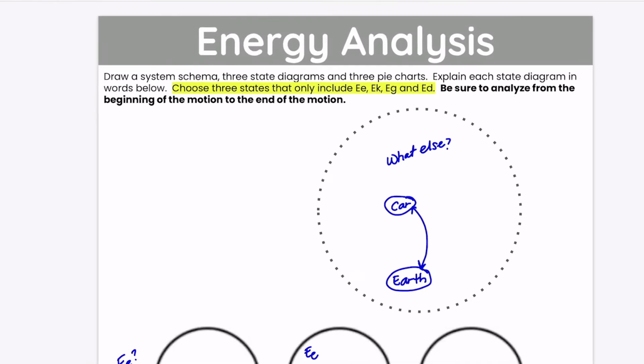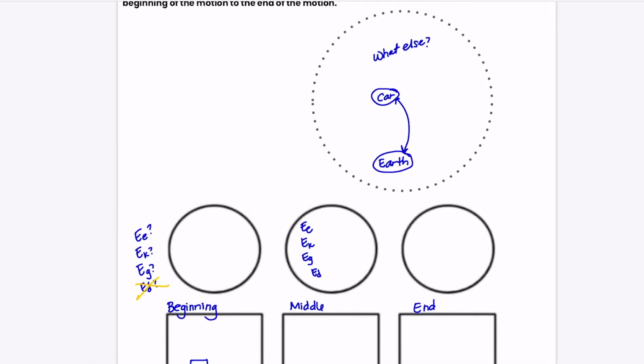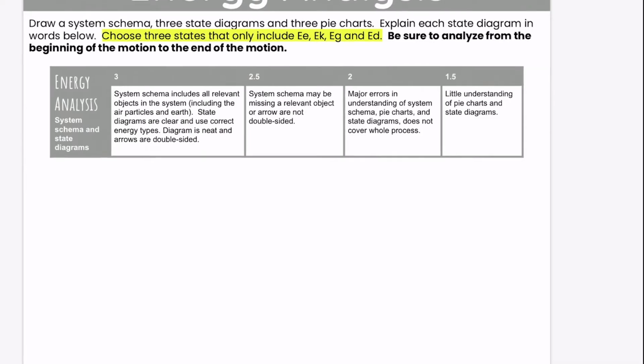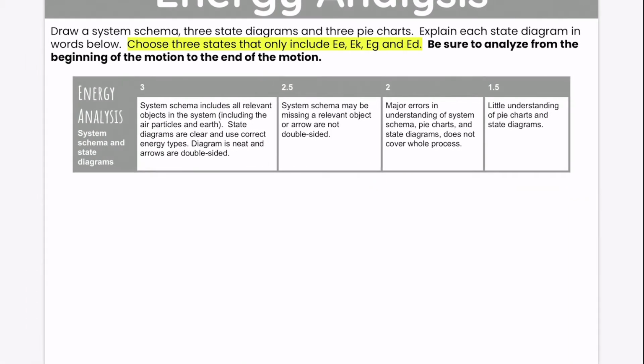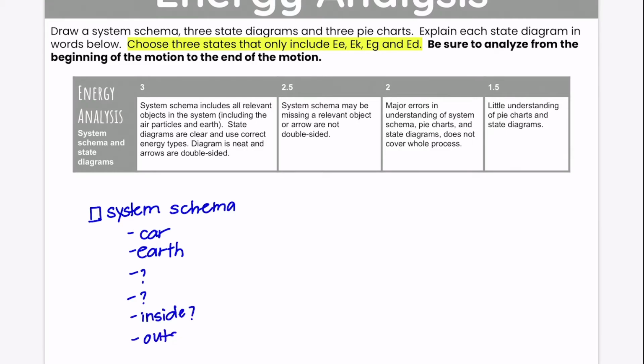Okay. And so I want to look at how you are going to be graded for this portion. The system schema should include all relevant objects in the system. It includes the car, probably. It needs to include Earth. And then it needs to include some other things that you need to think of, right? You need to have what's on the inside, and then what's on the outside.